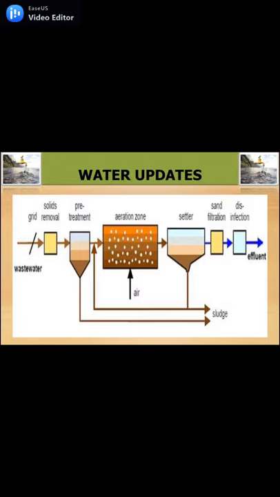Mainly there are three steps in the wastewater treatment process. That is primary treatment, secondary treatment, and tertiary treatment. Today we will learn in detail what primary treatment, secondary treatment, and tertiary treatment are, and how wastewater is treated.